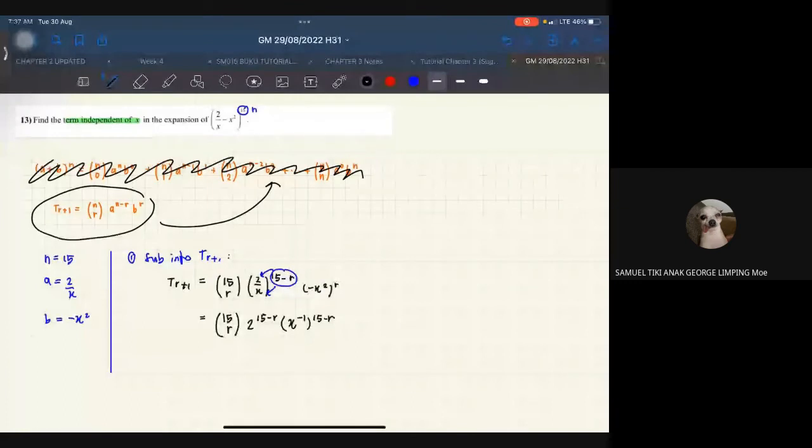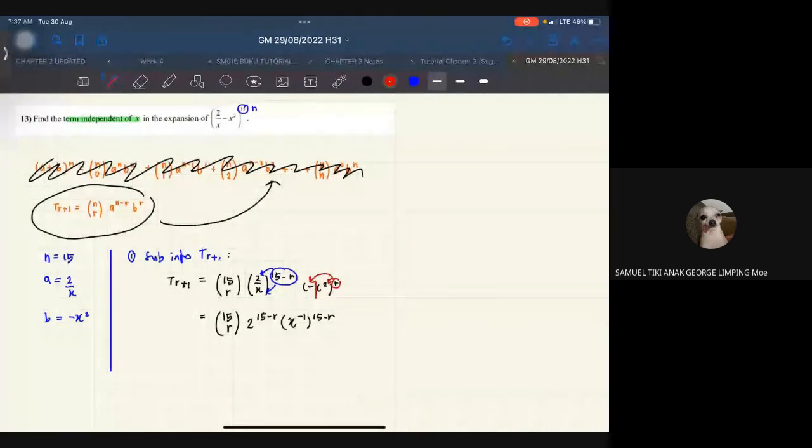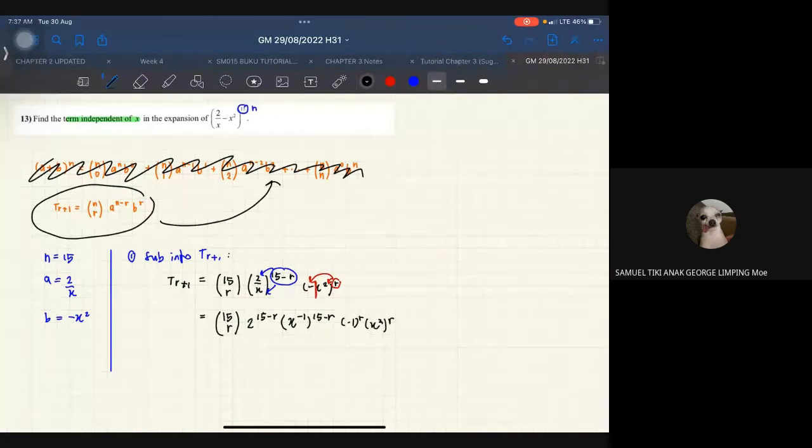Settle. Okay, so for the next one, negative x square, saya nak splitkan dia. Okay, so r akan dapat pada negatif 1, r akan dapat pada x square. Okay, so kenapa kena split? Yang tu saya bagi tahu juga nanti. Okay, so dia akan jadi negative 1 power of r, and then we have x square power of r. Okay, settle.